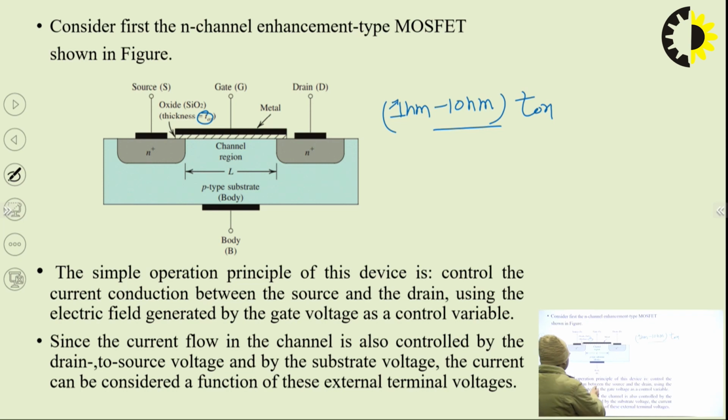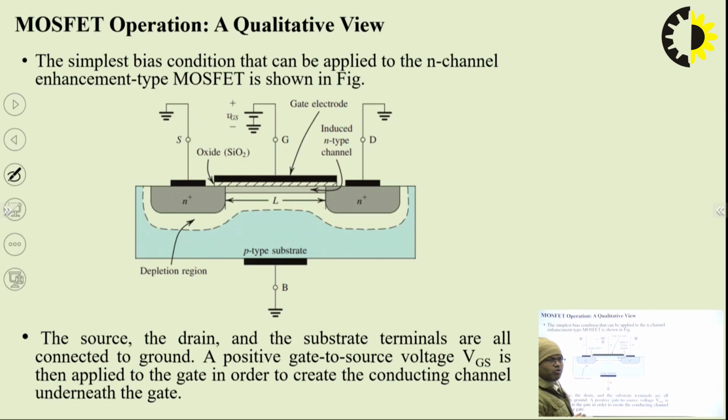And the current conduction takes place via the channel. So if no voltage is applied, then there will be no conduction, because this is the N plus region, it's a P region, and between P and N plus region a depletion region is created, and there will be no conduction.